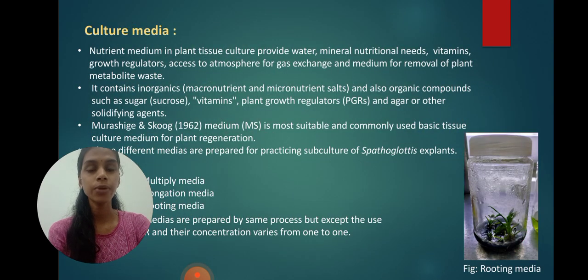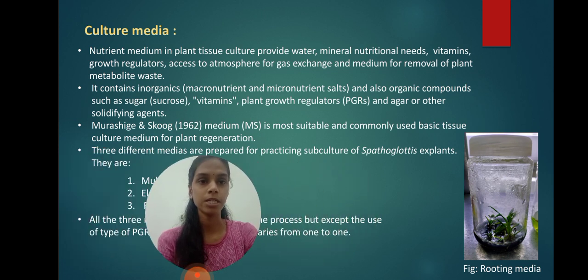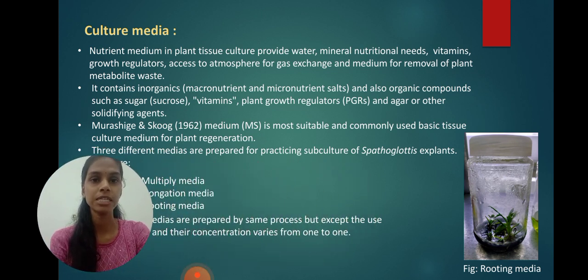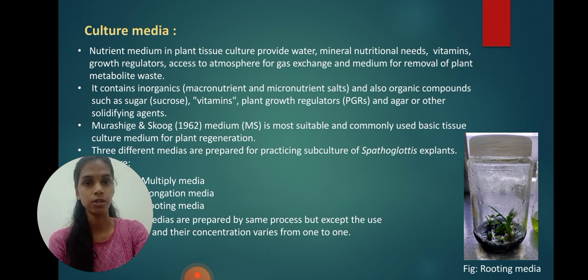And the culture media in plant tissue culture provide water, minerals, nutrients, vitamins, growth regulators, access to the atmosphere for gas exchange, and a medium for removal of plant metabolite waste. The culture media contains inorganic compounds such as macronutrients and also organic compounds such as sugar and vitamins, plant growth regulators and agar. Murashige and Skoog medium is the most suitable and commonly used basic tissue culture medium for plant regeneration.